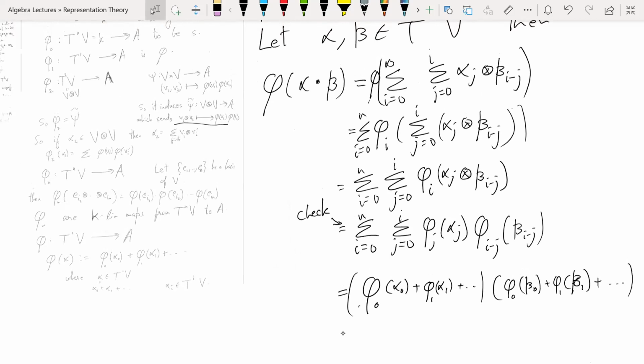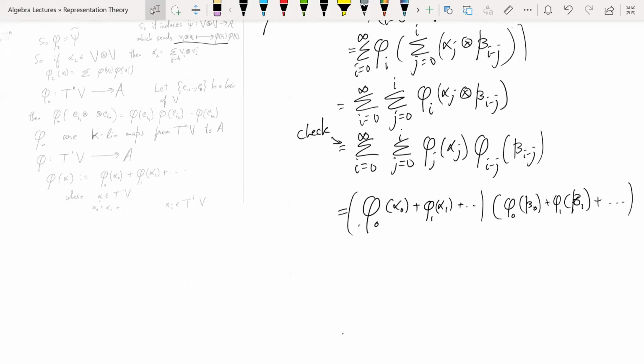I don't know why I put n suddenly here. This should be infinity. Though the sums go to infinity, they are all finite sums. By the distributive law, you get this, and this is precisely phi of alpha times phi of beta. If you multiply these two, the first term is phi 0 of alpha 0 times phi 0 of beta 0, which corresponds to the term I equals 0, and so on. So phi is a ring homomorphism.